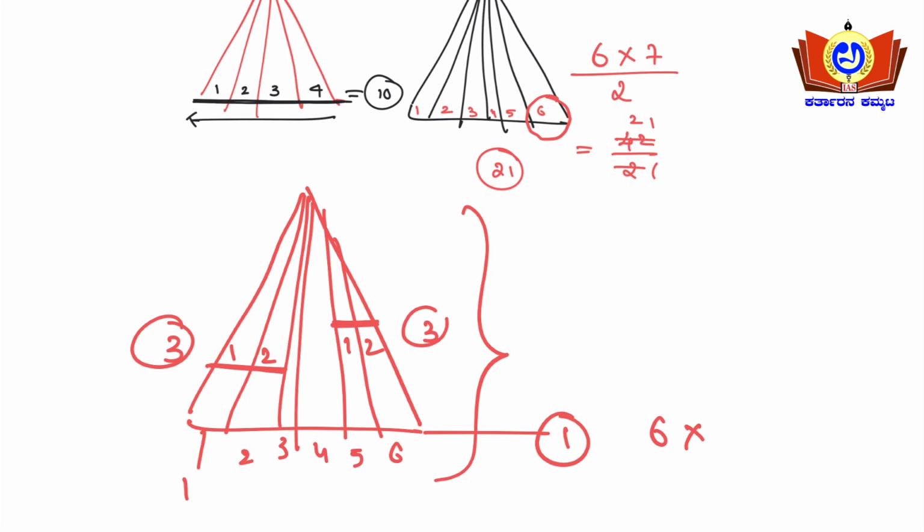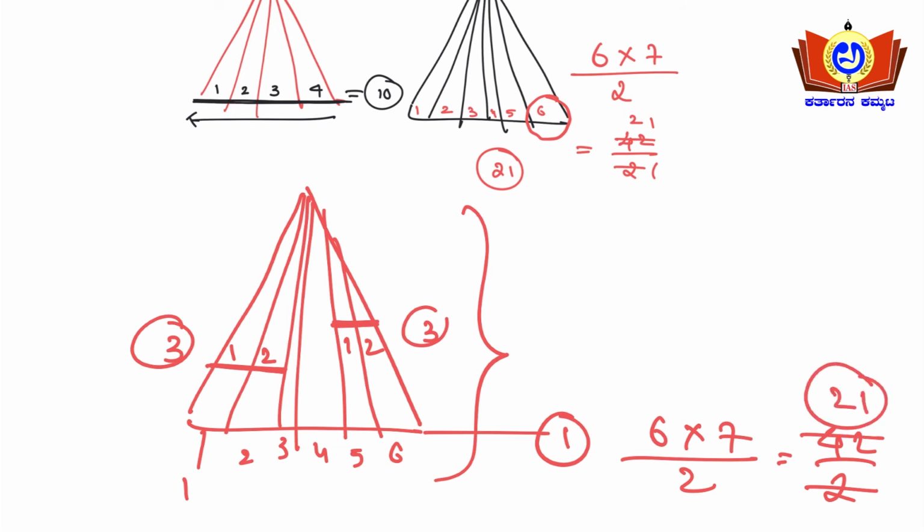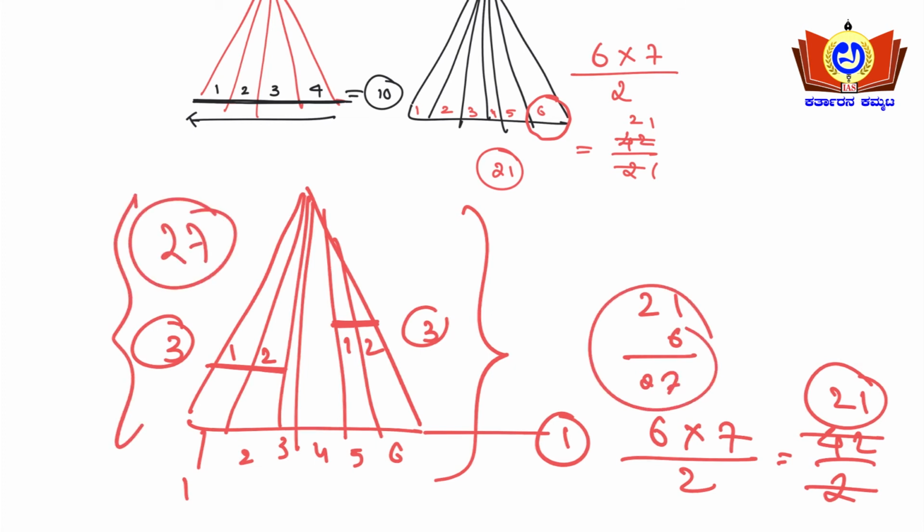So 6 into 7, that is 6 into 6 plus 1, which is 7, divided by 2, 42 by 2. So this will be 21. So 21 plus 6 will be 27 here. So 27 triangles will be there in this figure, my dear friends. This is as simple as that. So try to understand the concept and remember the formula, my dear friends.